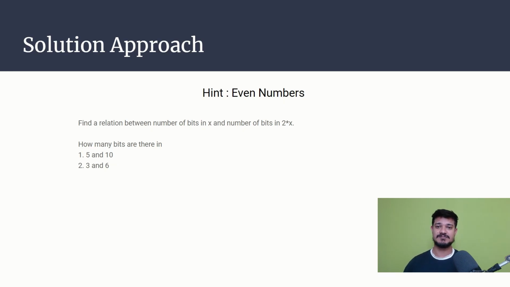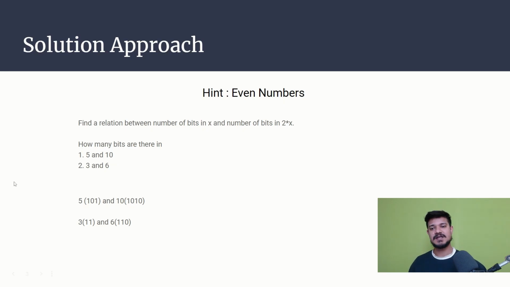Find a relation between number of bits in X and 2X. Okay. Like what is the relation between the number of bits in 5 and 10, 3 and 6, and so forth. Now, you see, number of set bits in 5 is 2, binary representation of 5 is 101, binary representation of 10 is 1010, set bits in 5 and 10 both are 2 only. Similarly, for 3 and 6, it is 2.